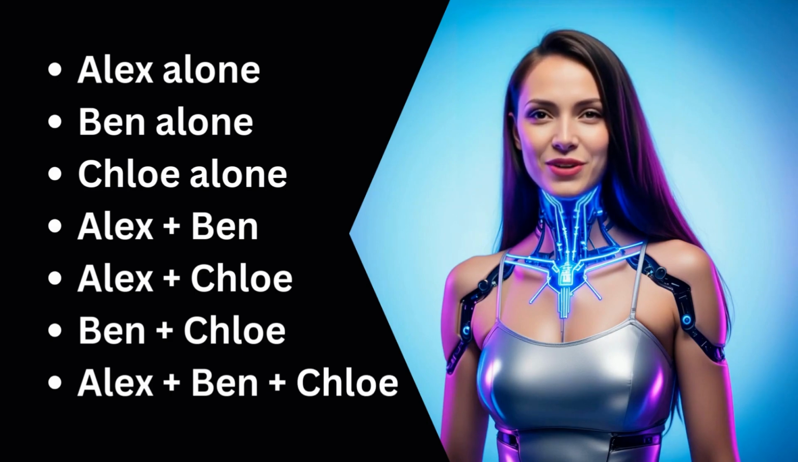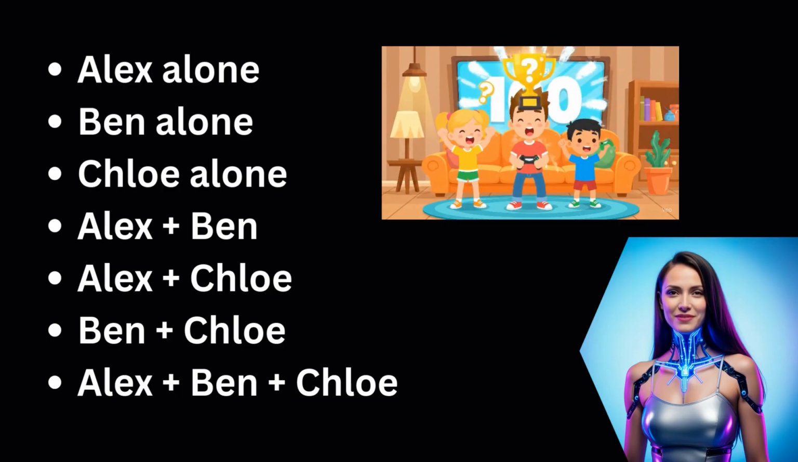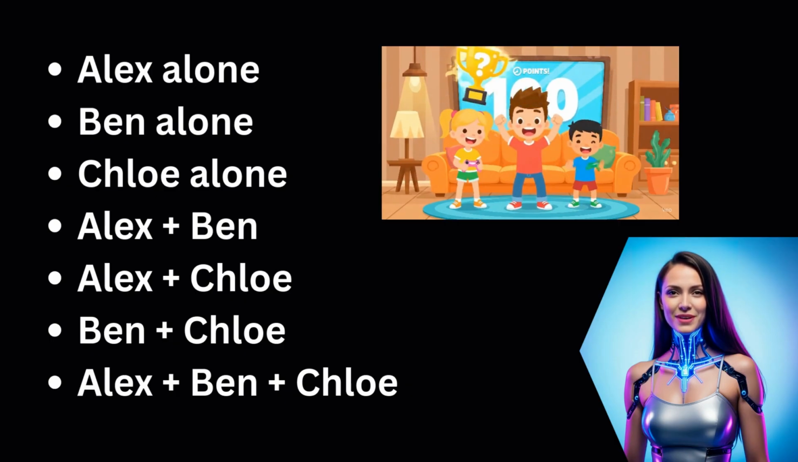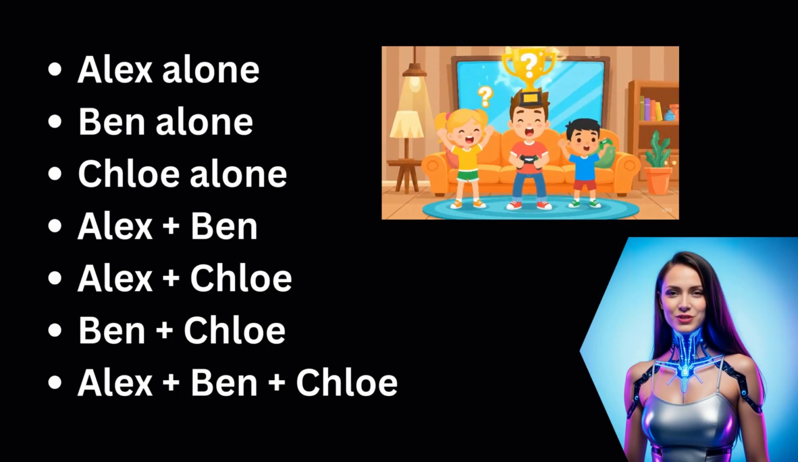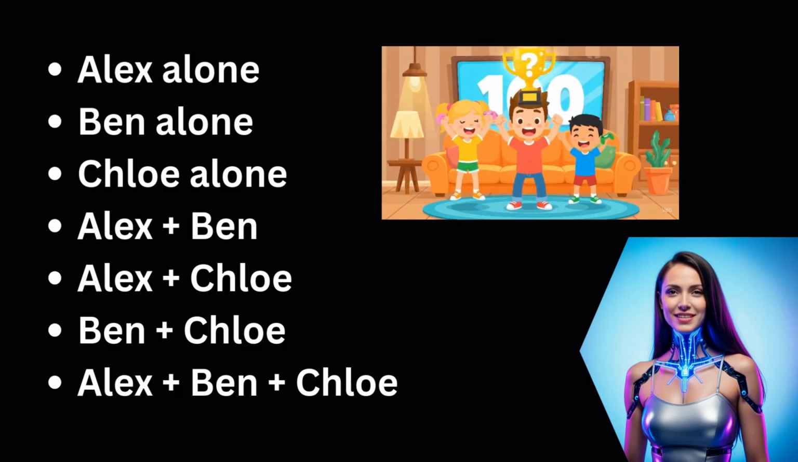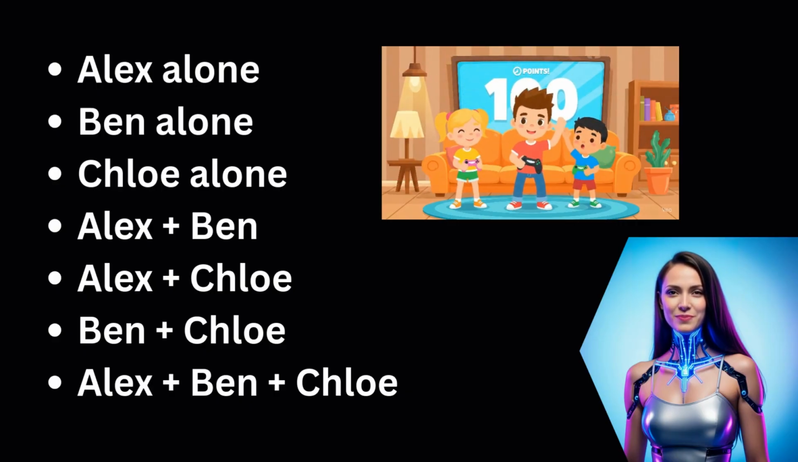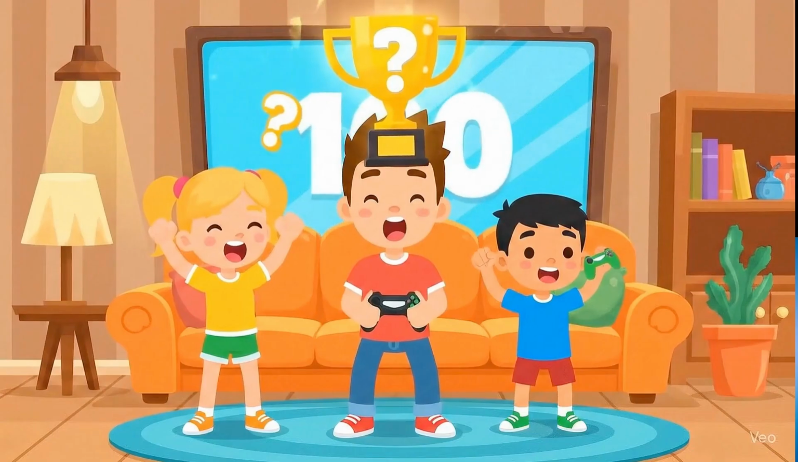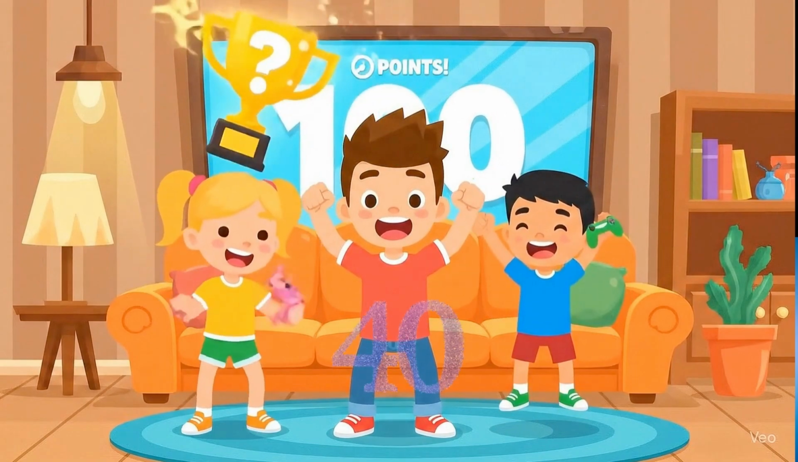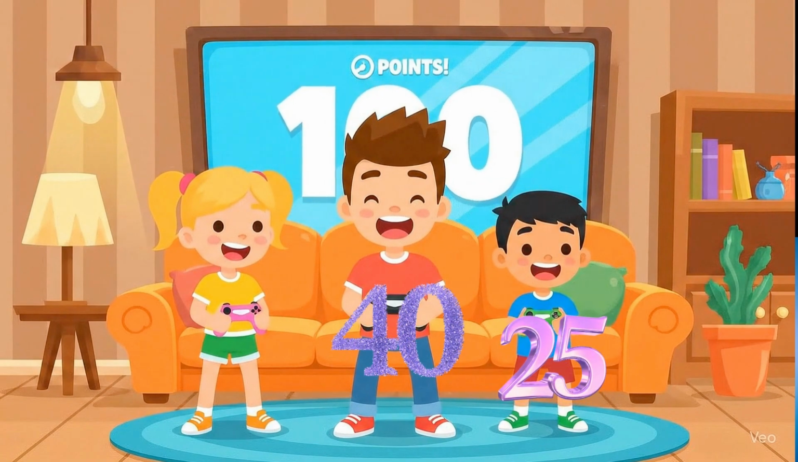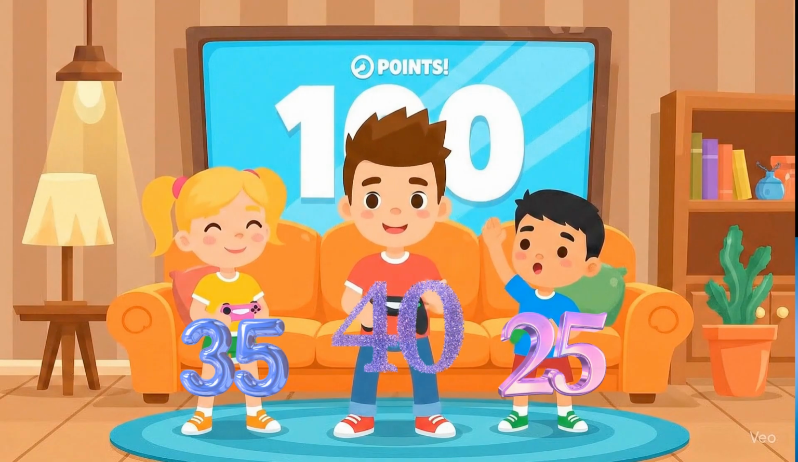To be fair, we need to consider every possible combination or coalition of players. Shapley values, the core of SHAP, calculate each player's average marginal contribution across all these combinations. It sounds complex, but the idea is simple. It measures how much a player's presence changes the outcome on average. After doing the math, we might find that Alex contributed 40 points, Ben 25, and Chloe 35.